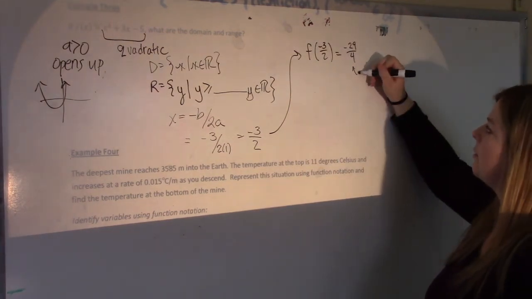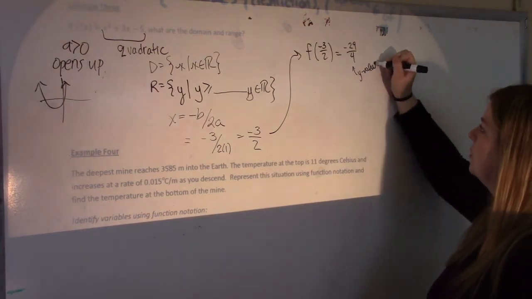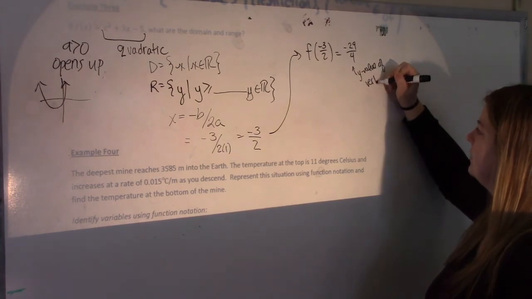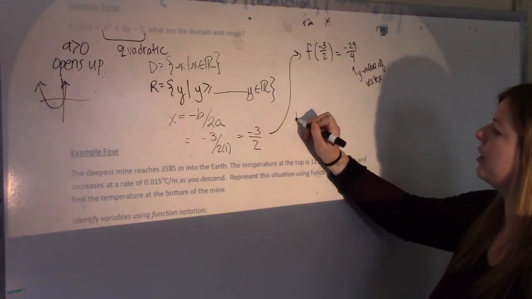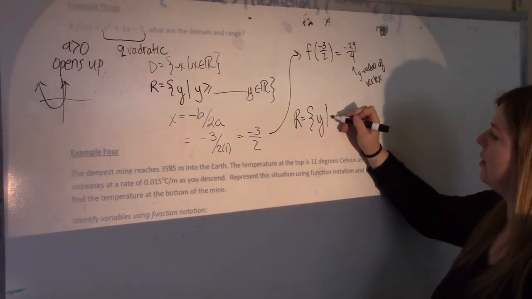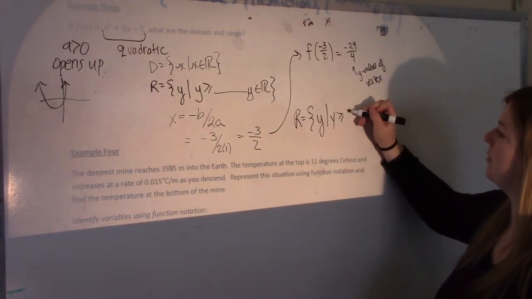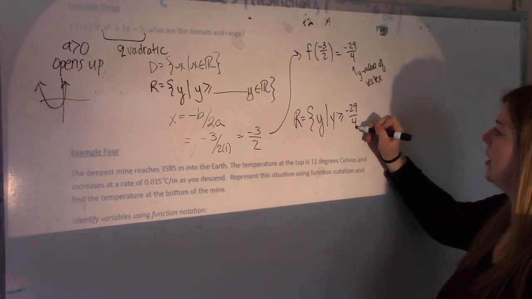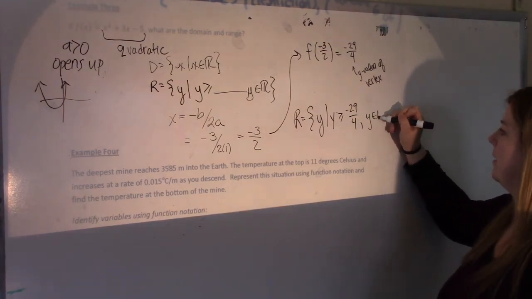So this is the y value of the vertex. So therefore, the range is y such that y has to be greater than or equal to minus 29 over 4, and then it can be any real number.